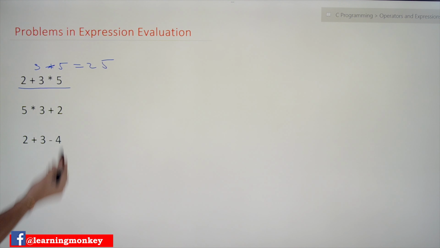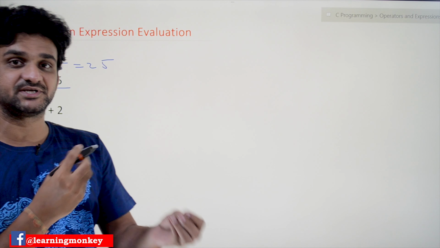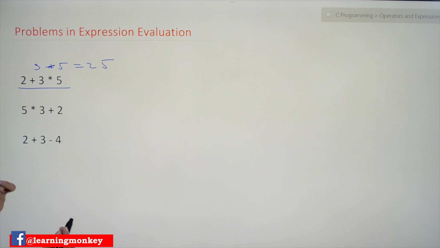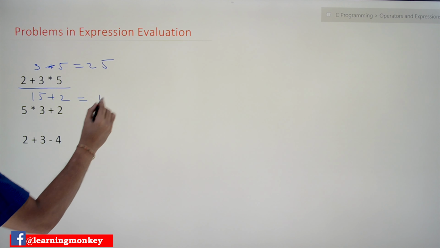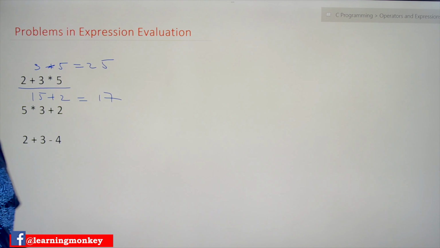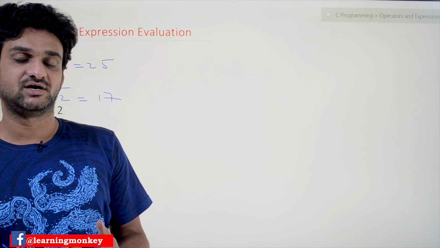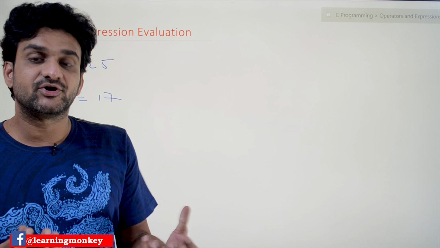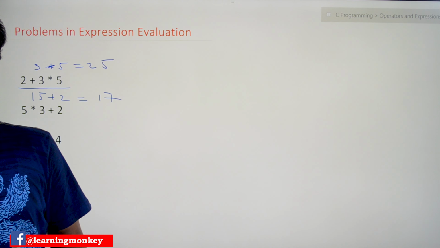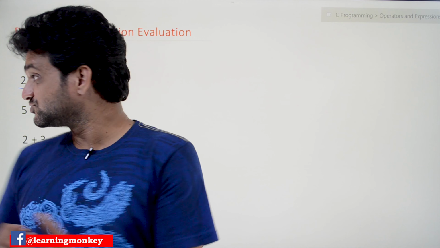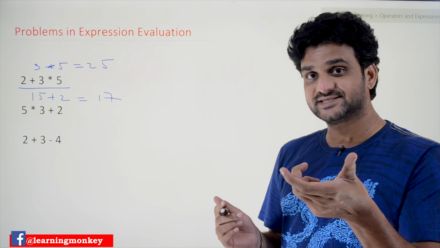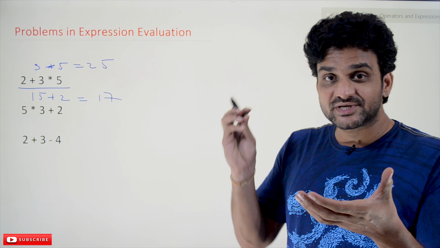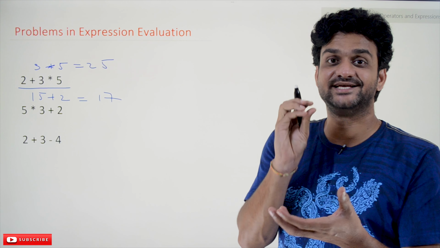If the same expression, with the same values, is twisted in the reverse order, what is the output that it is going to generate? It is 5 into 3, 15. 15 plus 2, it is going to generate an output of 17. With the same values, with the twist in the operators, we are going to get different answers. So how will things get executed? As we already know from elementary school, if different operators are there in a single expression, the expression will get evaluated based upon the precedences.